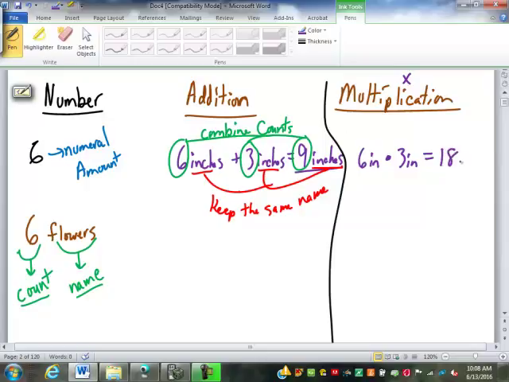Careful, not inches, but inches squared. Usually if we're multiplying a length by another length or dimension by another dimension, we're looking at an area or something like that. So that'd be square inches.